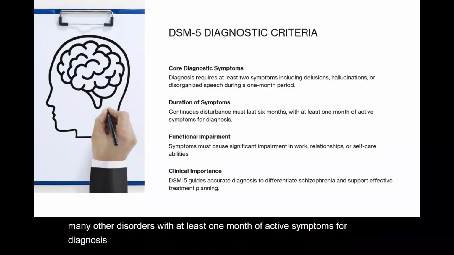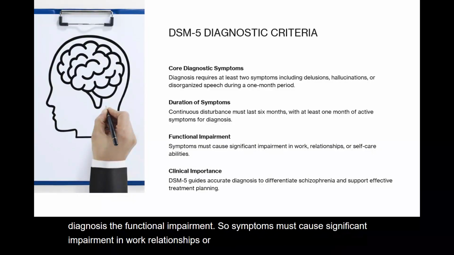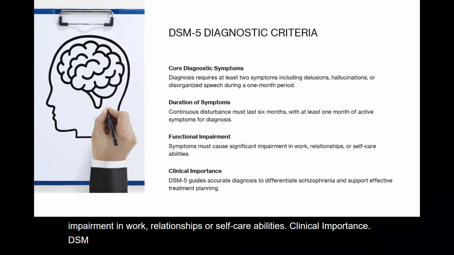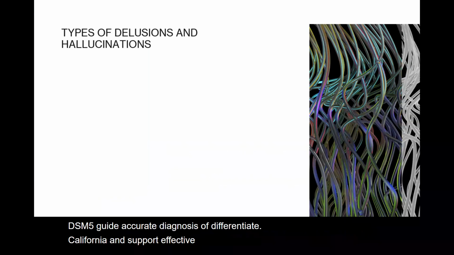The functional impairment. So symptoms must cause significant impairment in work, relationships, or self-care abilities. Clinical importance. DSM-5 guides accurate diagnosis to differentiate schizophrenia and support effective treatment planning.